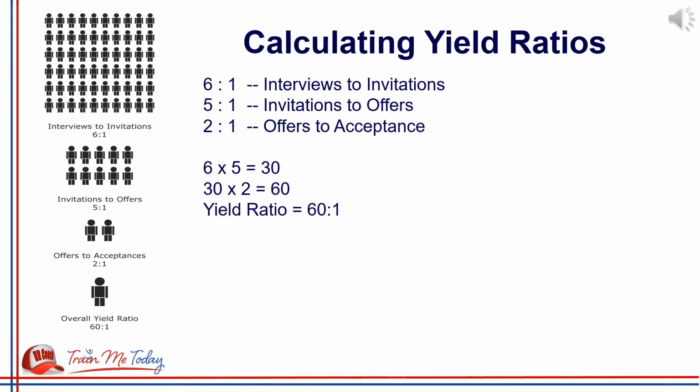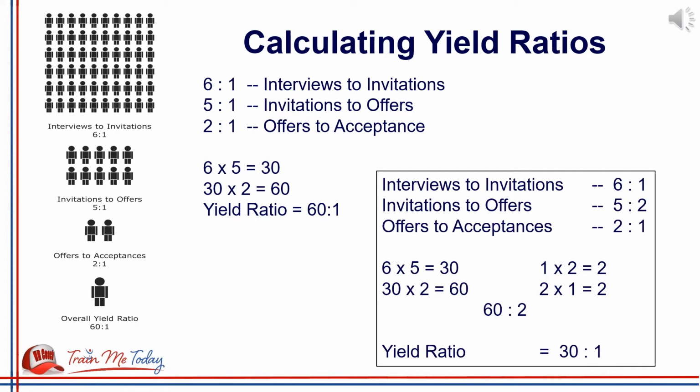Using the information given on this slide, the easiest way to calculate your overall yield ratio is to multiply down the ratios given at each step of the process. Here we can see that 6 multiplied by 5 equals 30, which multiplied by 2 equals 60, giving us an ultimate yield ratio of 60 to 1.